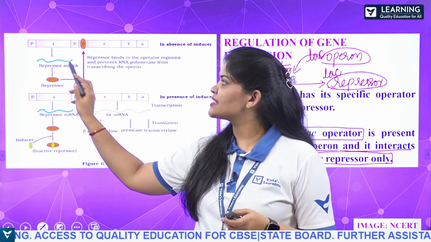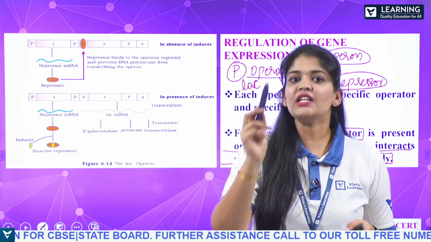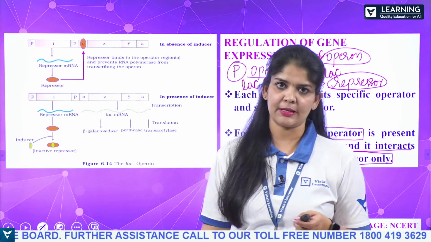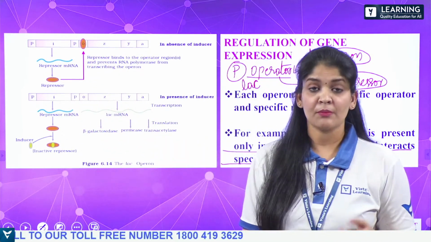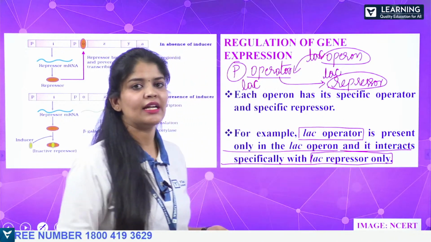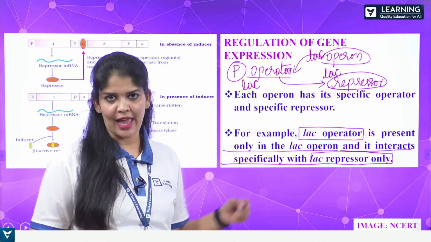And now this transcribed repressor mRNA is going to translate to give rise to the protein, and that protein is called the repressor. This repressor is going to bind to the operator because it is going to negatively regulate the expression of lactose.